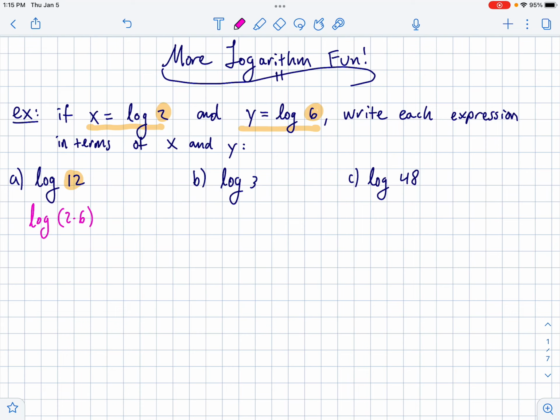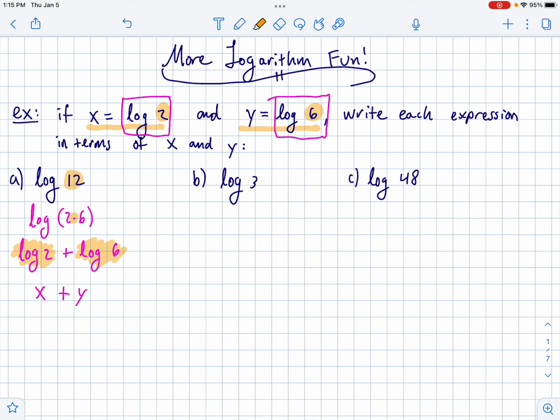Then, using your log properties or log laws, multiplication inside the argument can be broken apart into addition. So this becomes log 2 plus log 6. Then log 2 is x and log 6 is y. So we can replace this with x and this with y. So our final answer here is just x plus y.